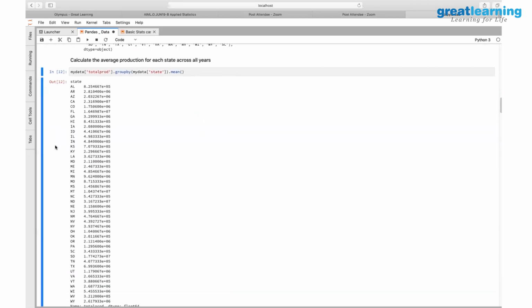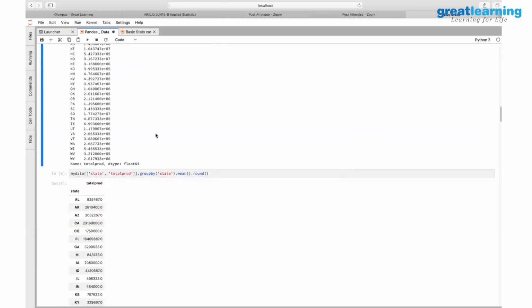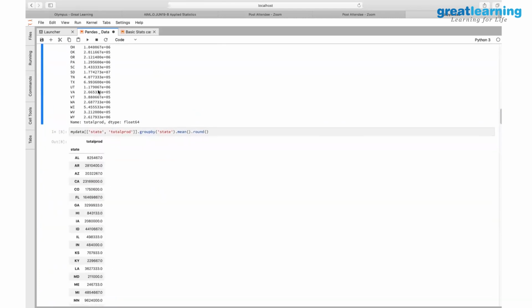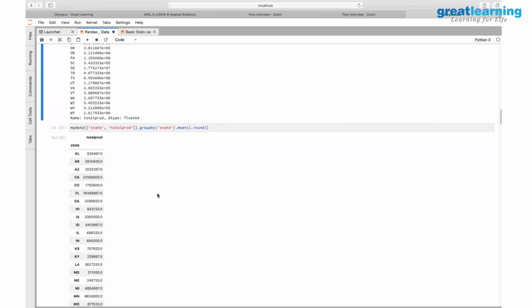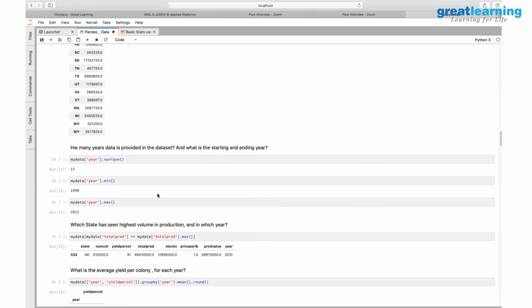That's the mean or average for each of the states. Given that we are getting so many decimals, we don't want that. You use a round function, you just get this data. Is this clear, how we are using that?